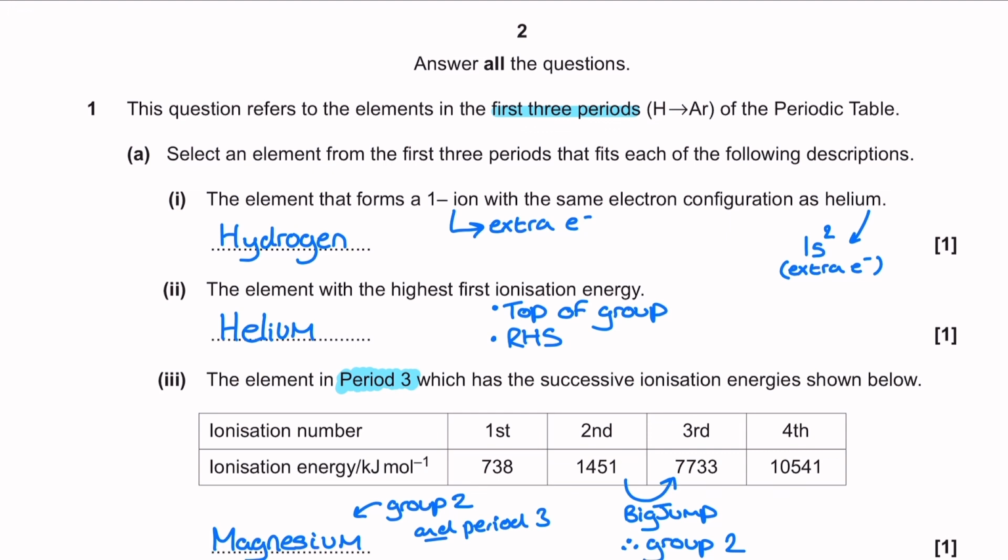The element with the highest first ionization energy. Right, well here you need to know the trend from module 3, which is for ionization energy. The top of the group and to the right-hand side is where your highest ionization energies are going to be. And that's because you've got that small atomic radius, you've got that same constant level of shielding as you move across the period, but you've got the nuclear charges increasing, all of that good stuff. And so here it's going to be helium because it's positioned right in that top right-hand corner.